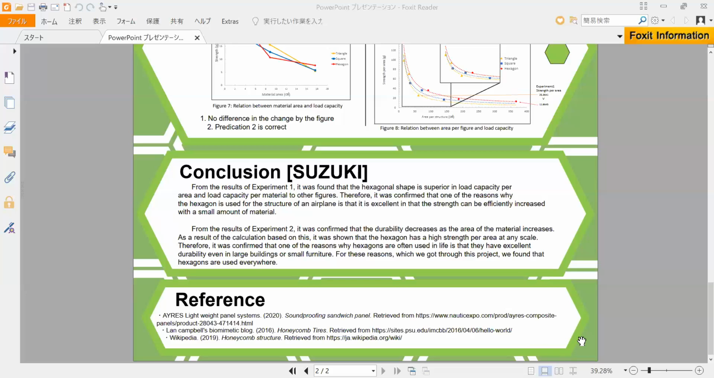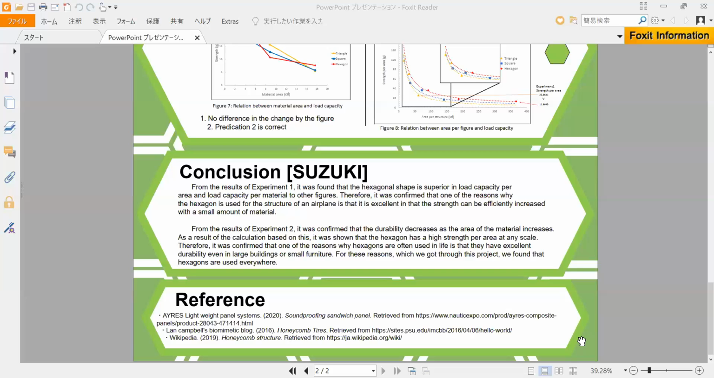From the result of experiment 2, it was confirmed that the durability decreases as the area of the material increases. As a result of the calculation based on this, it was shown that the hexagon has a high strength per area at any scale. Therefore, it was confirmed that one of the reasons why hexagons are often used in life is that they have excellent durability even in large buildings or small furniture.